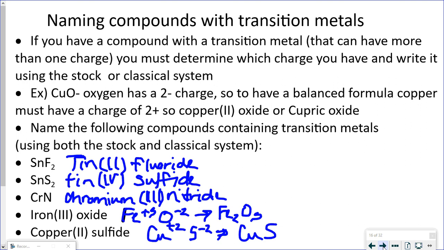If you're in honors, let's go back and assign the classical system to our ones that have Latin names. So that'll be the first 2 and the last 2. So for the first 2, remember Sn is from stannum. So tin(II) is the smaller charge, so this will be stannous fluoride. Tin(IV) is the higher charge, so remember it gets the ending of -ic, so that will be stannic fluoride.